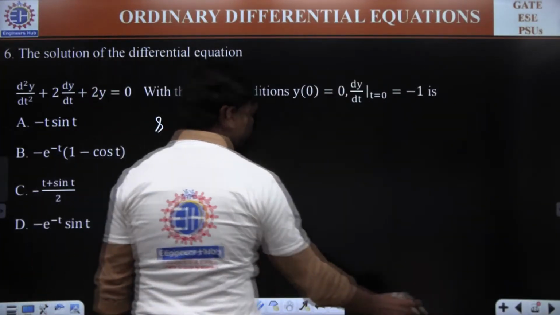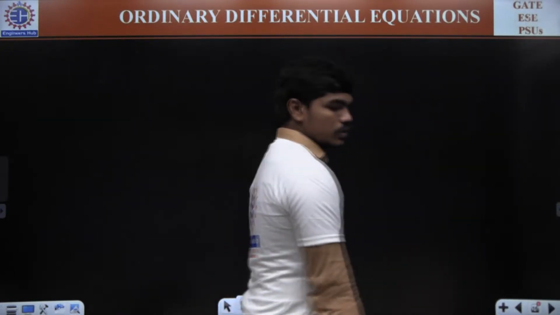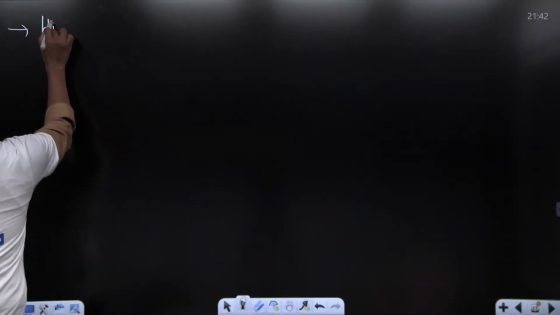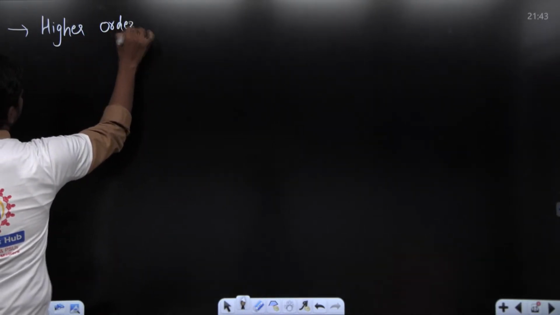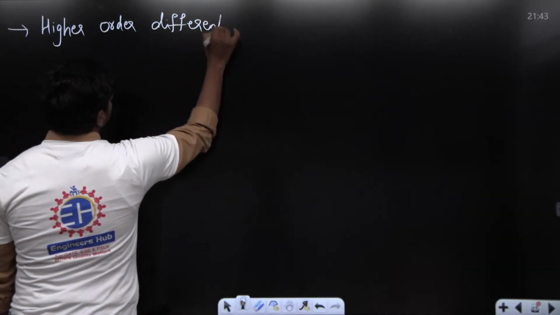Okay, this is a higher order differential equation. Fine. So we'll try to look quickly to higher order differential equations. What are higher order differential equations and how to solve them? Higher order differential equations.